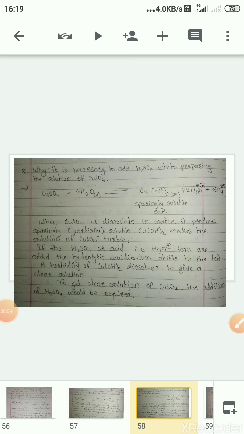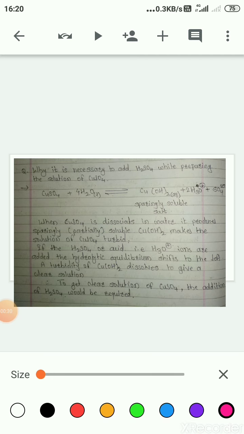Question based on hydrolysis of salt of strong acid and weak base. Before this we have seen the hydrolysis of the salt copper sulfate. Now the question based on that point is: why is it necessary to add H2SO4 while preparing a solution of copper sulfate? Now see once again the question, why is it necessary to add H2SO4 while preparing a solution of copper sulfate?